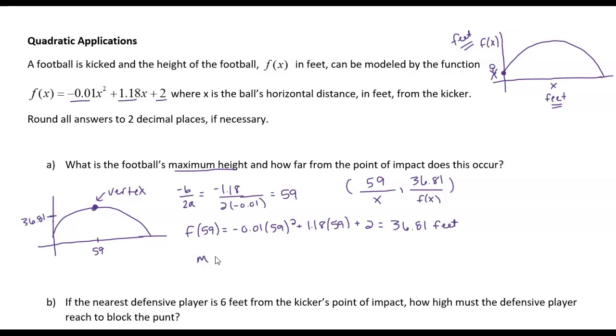So our maximum height is 36.81 feet. This occurs when the football has a horizontal distance of 59 feet.